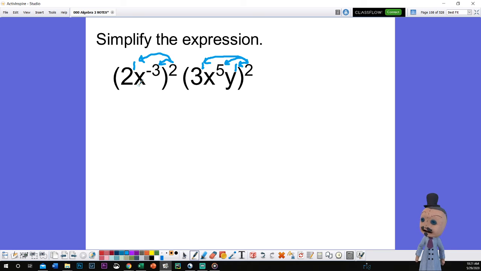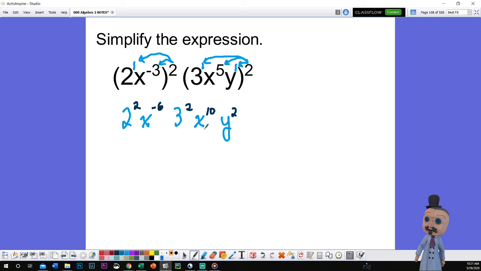Alright, so here we go. Actually, I'm going to move my camera a little bit. There we go, that looks a little bit better. So I'm going to copy all of my bases. So the 2, the x, the 3, the x, the y. I copied all of those first. Now I'm going to go back and do all the exponents. So I've got 2 times 1, 2. 2 times negative 3, negative 6. Over here, 2 times 1, 2. 2 times 5, 10. 2 times 1, 2.